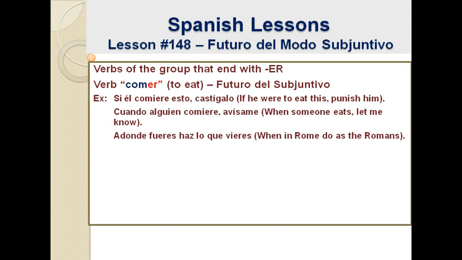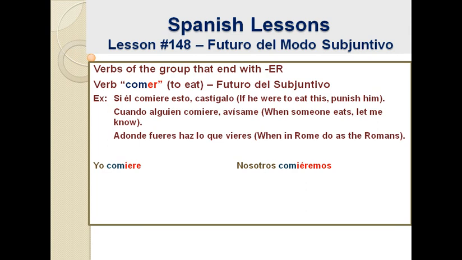Or, a donde fueres, haz lo que vieres. This means, when in Rome, do as the Romans. Or if we translate this word by word or literally, this means, where you went, do as you saw, right? Or as you see. Actually, this saying in English is, when in Rome, do as the Romans, okay?